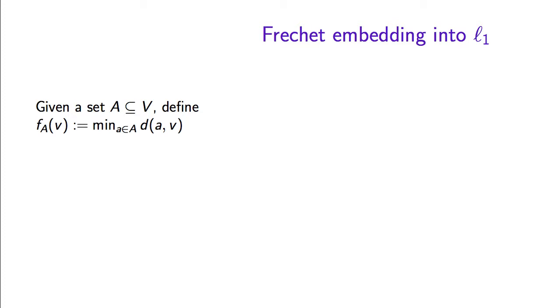A common method to map more generic distances into L1 is through what is called a Frechet mapping. This is based on the following idea. Suppose that we pick a subset of the points on which we have a distance function defined, in our case a subset of the vertices of the graph. And then we define the following function. For every vertex, we look at what is the distance of the vertex from the closest point in the set. This could be 0.